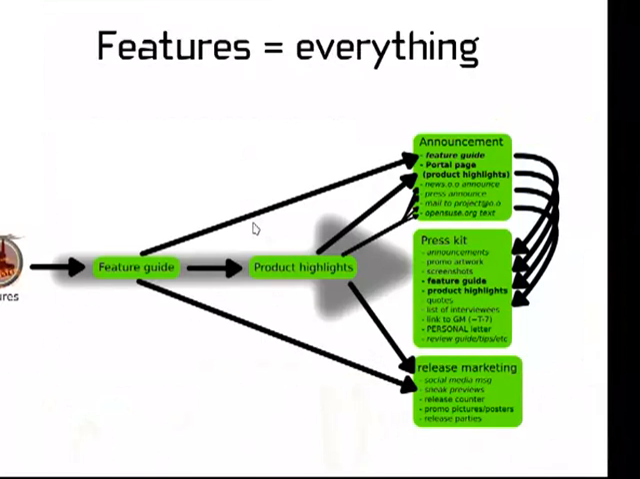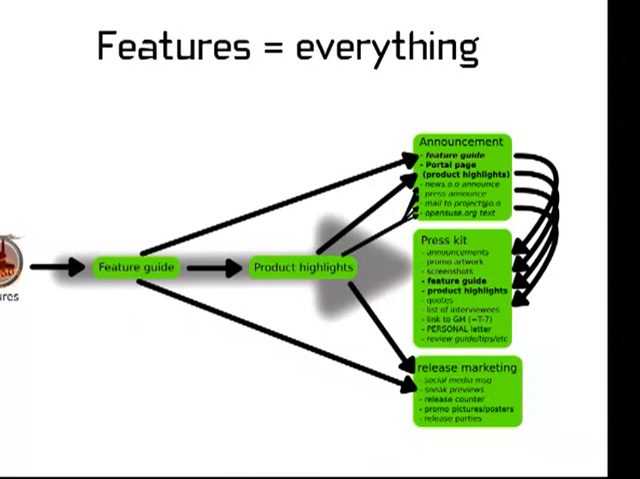Now, that is all a lot of work, and the thing that you need to understand is that it all begins with features. That's where it all comes from. The developers give us a list of features, at least that's what we need from them. And we use that first to make a feature guide, which is an extensive overview of everything that's new in the release. And then from the feature guide, we put it on the website, we put it in the press kit, and we use it to pick out the top 10, 11, 12, roughly, product highlights, the most important features, the most important changes in the new openSUSE release.